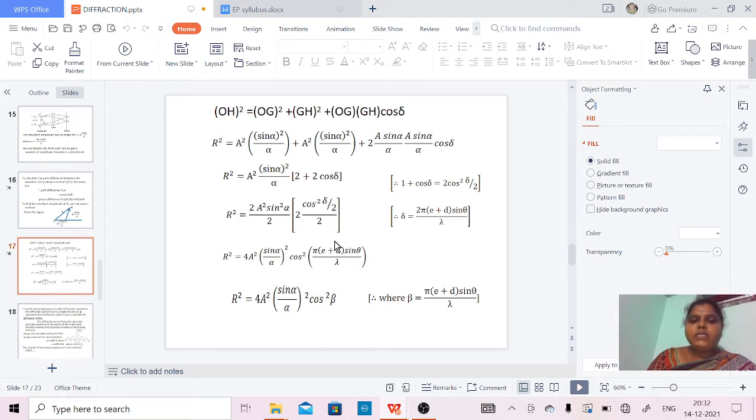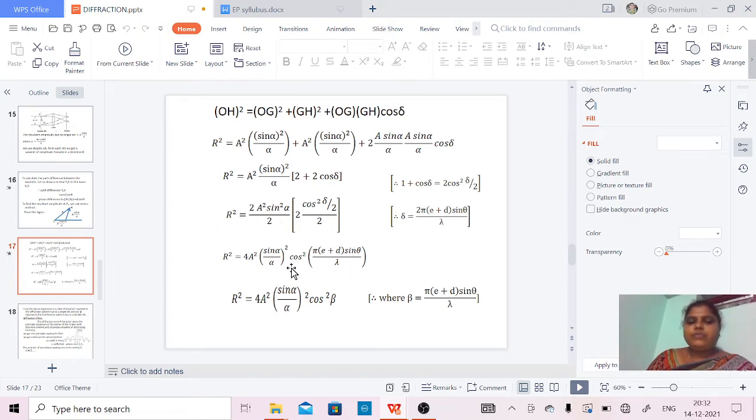Delta by 2, we know the value of delta: that is 2 pi by lambda into e plus d sin theta, which is the path difference. Delta is a phase difference. Now R square equals 4A square sin square alpha by alpha whole square cos square delta. We are substituting the delta value simply.